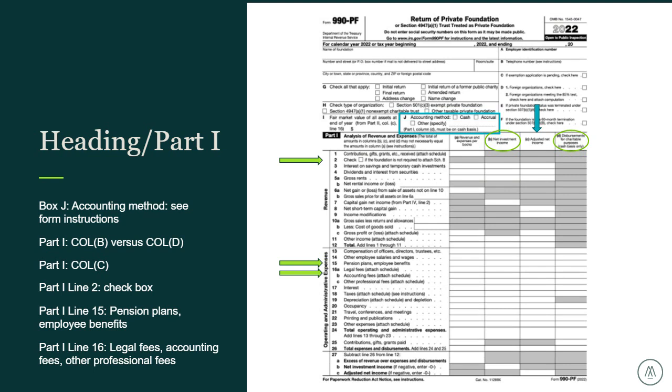And then just a few highlights that if you do have employees as a foundation, you would have pension plan and employee benefits in line 15. And then line 16 has a bit more detail with regards to legal fees, accounting fees, and other professional services.